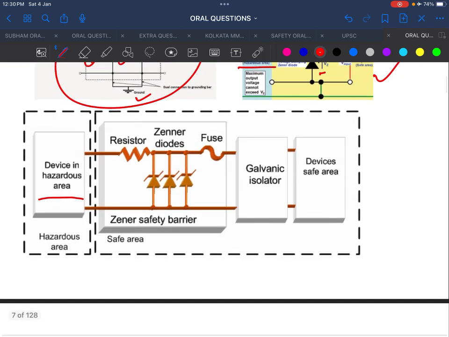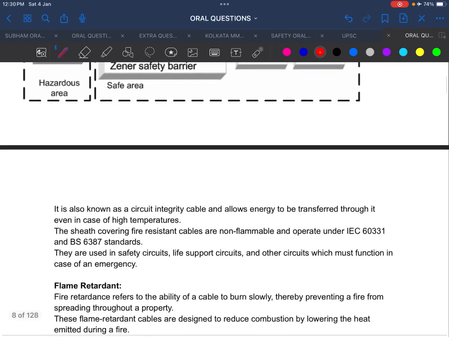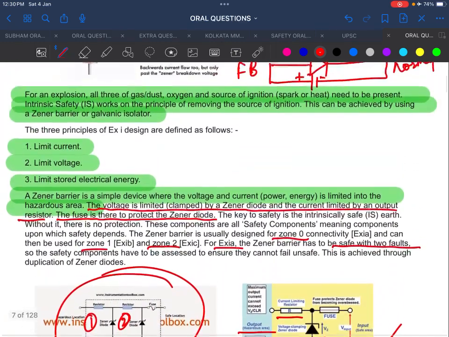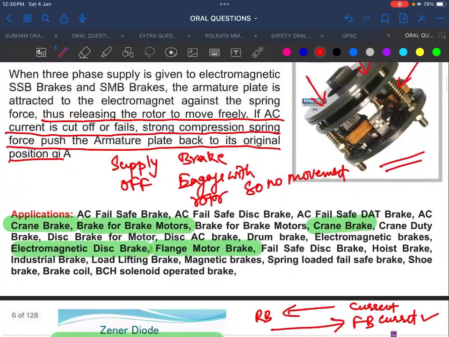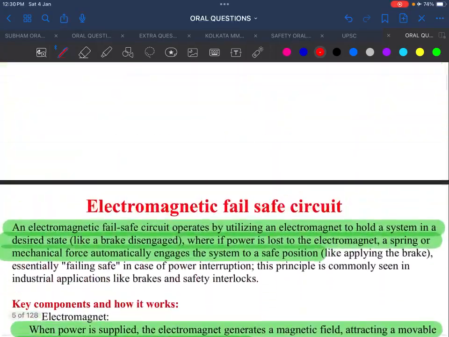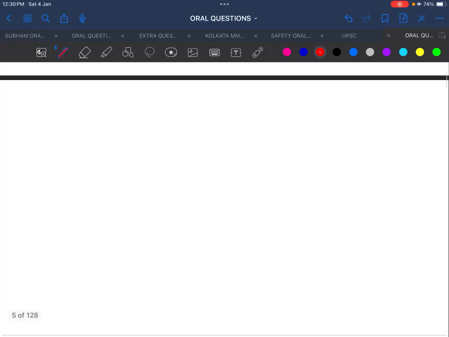So this is the Zener diode. I already explained everything I can explain here. So now I hope you understand the Zener diode very well. So I will go further to the next question.